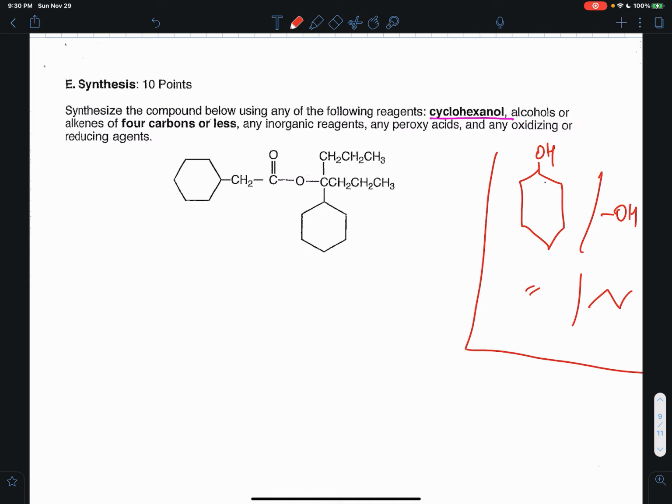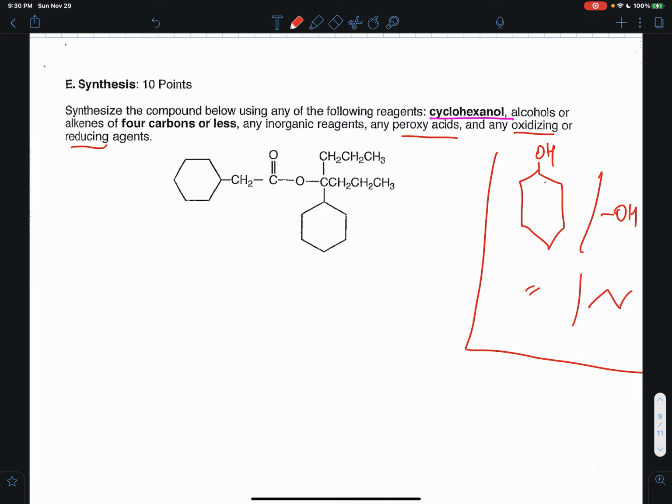This stuff is kind of new to you guys compared to last time. Peroxy acids are something that forms an epoxide, like MCPBA, stuff like that. Oxidizing, like Jones reagent. Reducing is NaBH4 or LiAlH4, right? Those are the reducing or the oxidizing agents.